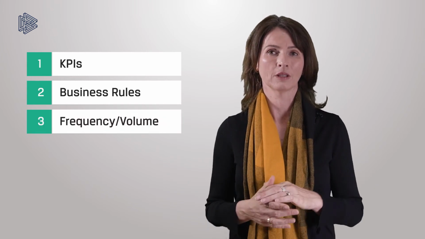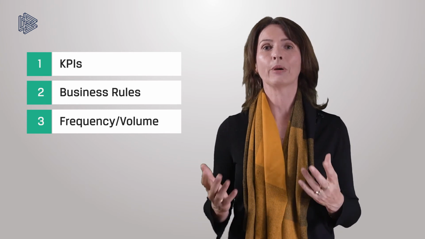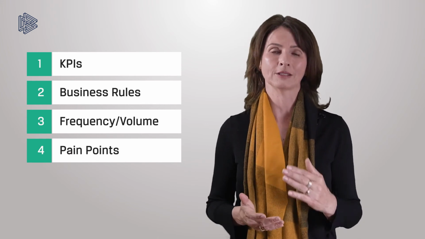For example, key performance indicators. How do we measure this process? Does it have a measurement around it? Business rules. Rules that the business has set up that govern this particular process. What is the frequency? What is the volume of the process? What are the pain points of the process? All this data information is fed into the process map that we can have a look at, and then we start to analyze and redesign the business process.